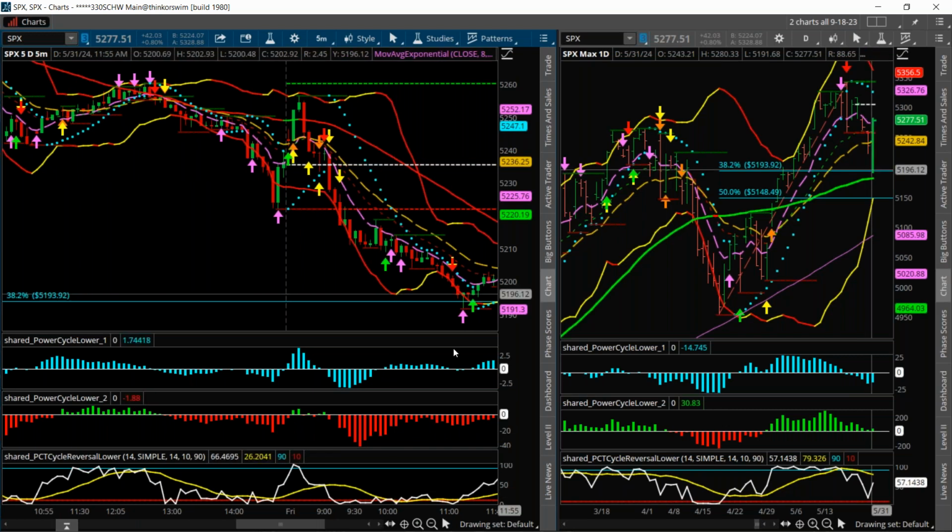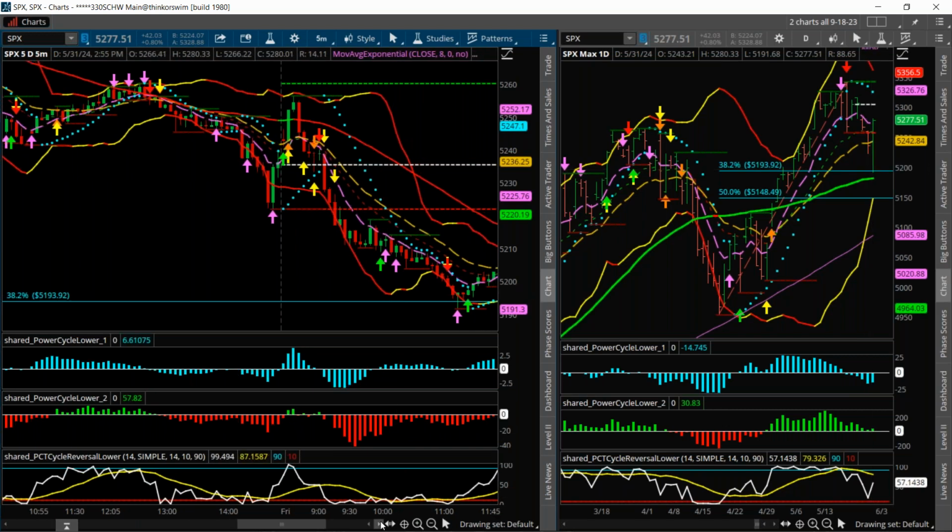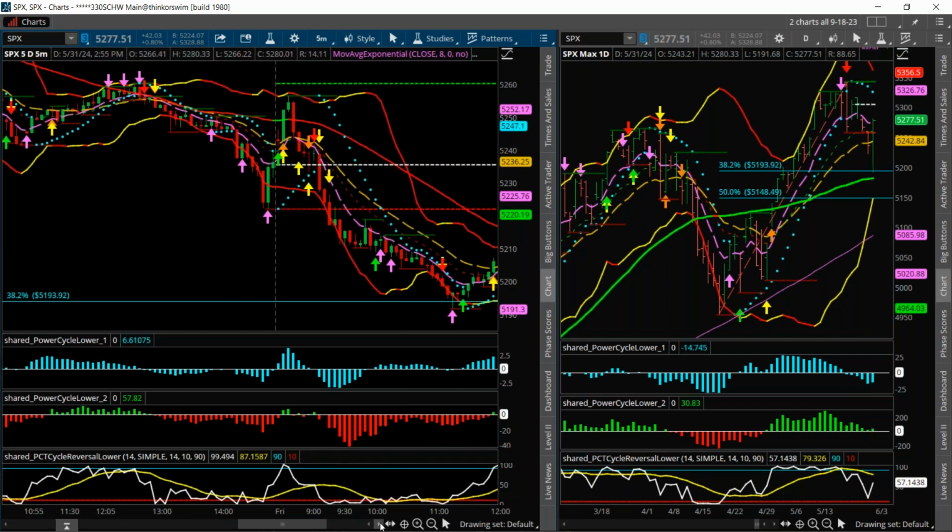Still waffling sideways. 2 is getting close to going positive. Here it goes positive, boom. And here's the moving average cross that I talked about. You'll get that tool.